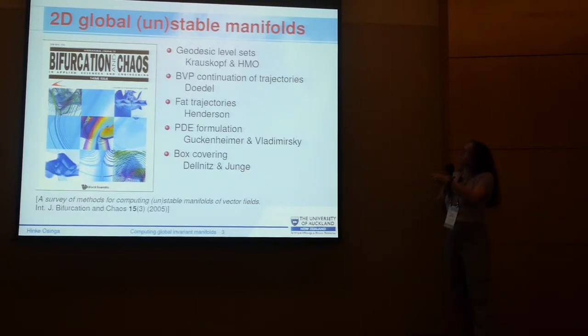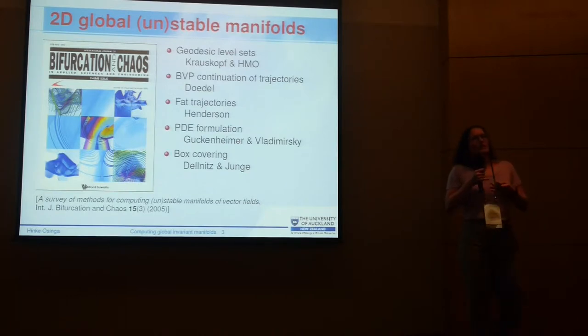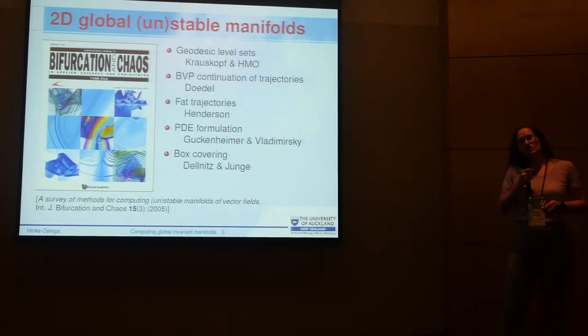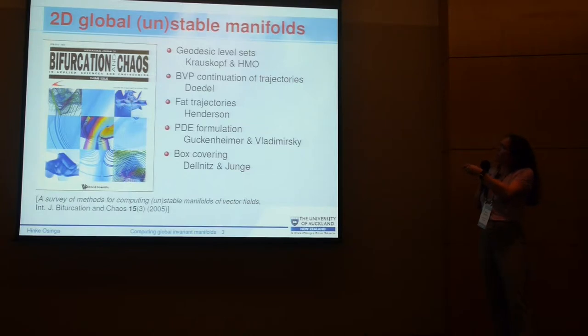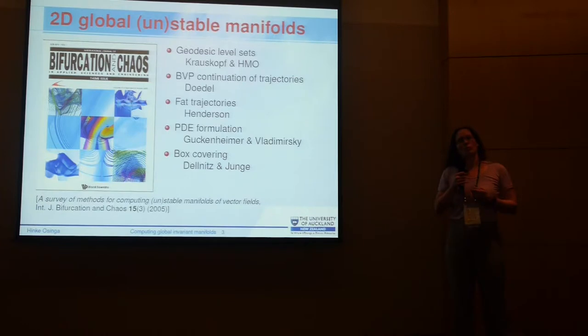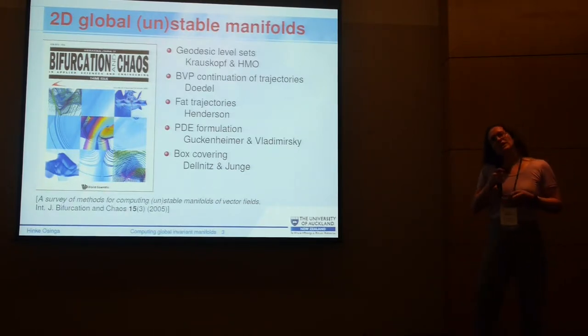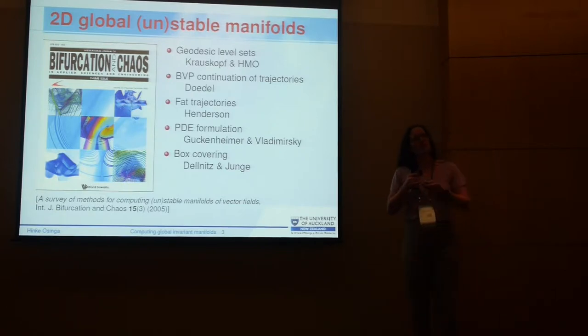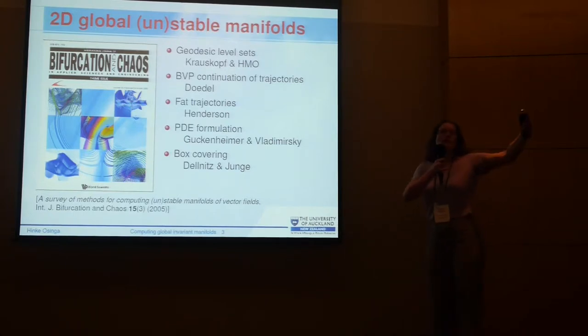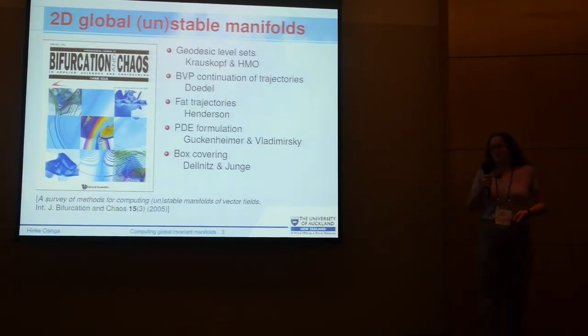The second one, by Xavier Cabré's group, is really a more general setup of boundary value problem continuation. I'm going to talk more about that because our setup also uses continuation of a two-point boundary value problem, but in a slightly different context. Now, Mike Henderson has taken this idea to compute fat trajectories. The way to think about this is that you follow the flow not just for the initial condition, but you also take additional derivatives. So it's like you're taking a whole jet that you take into time and generate the manifold that way. So he calls them fat trajectories.